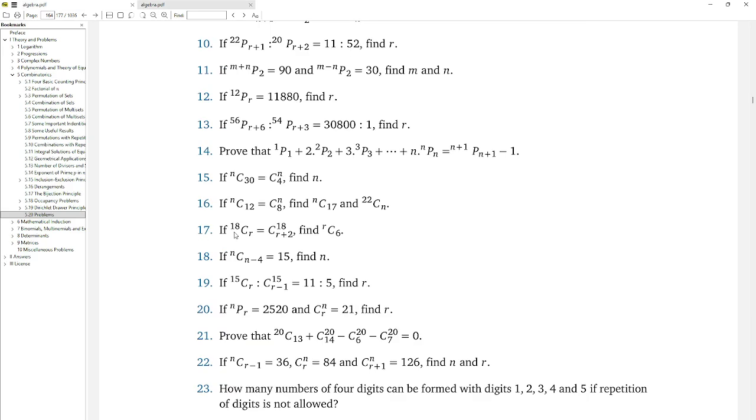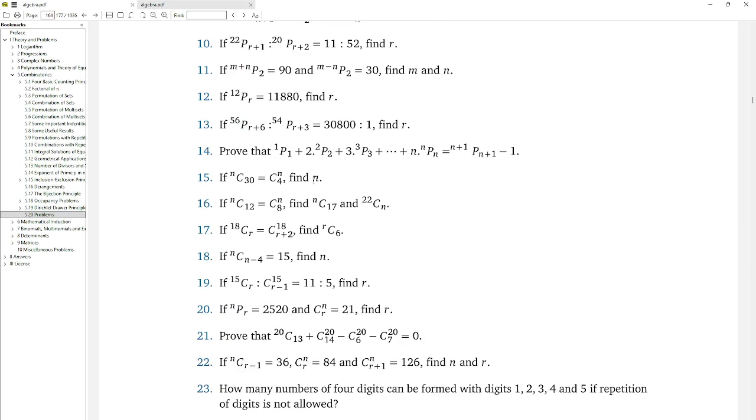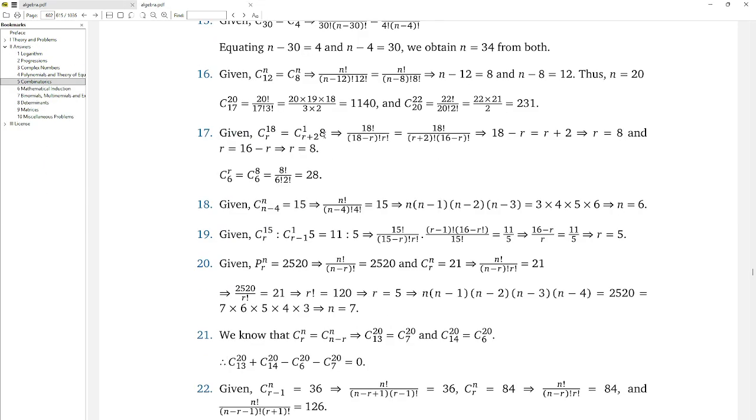Question 17 says that if 18Cr is equal to 18C(r plus 2), find rC6. So there seems to be some typing mistake. This should be 18C(r plus 2). So 18Cr is equal to 18C(r plus 2), which is 18 factorial by 18 minus r factorial into r factorial is equal to 18 factorial by r plus 2 factorial multiplied by 16 minus r factorial.